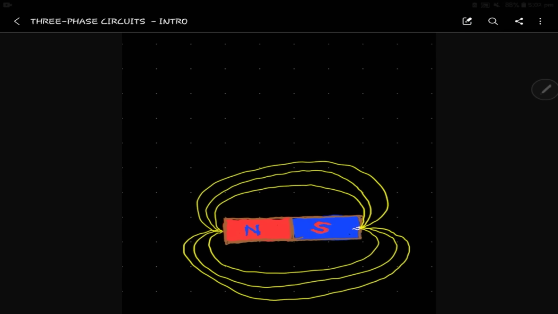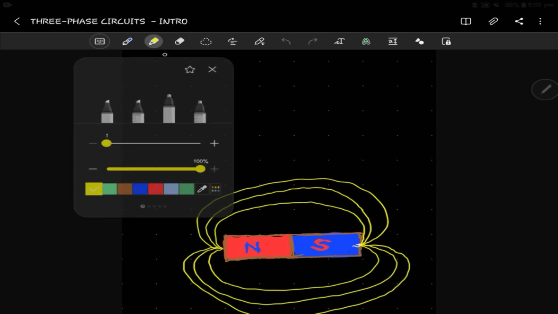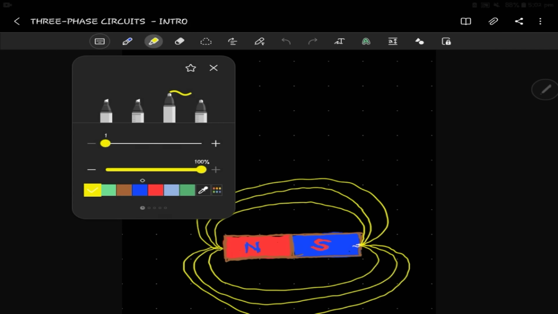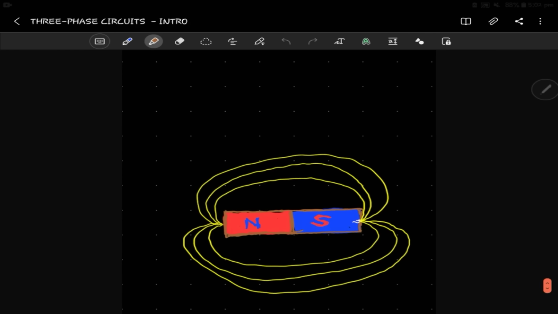If we have a magnet of this sort, one thing that we can say is that it has poles, north and south pole. The magnetic lines, or the magnetic flux, have a direction from the north to the south, right? So this way, moving from the north to the south. The same here, north to the south. They move out of the north pole and enter the south pole.